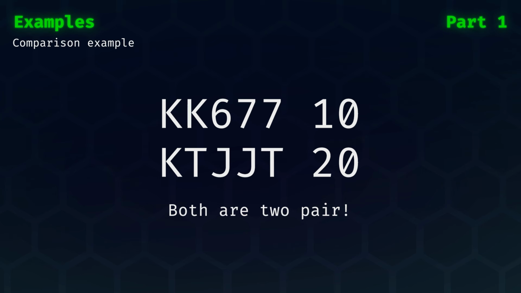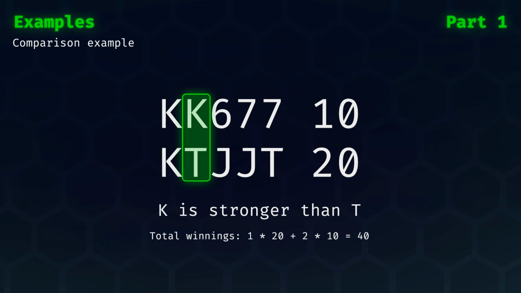When comparing these 2 hands of the same type, we need to have a look at all the cards in order. Then we'll find that the first hand is stronger than the second, because a king has higher value than a 10. Therefore, the total winnings would be 1 times 20 plus 2 times 10, which equals 40. Note that this ordering is 1-based, so the weakest hand is on position 1, the next hand on position 2, and so on. Let's go to the solution.